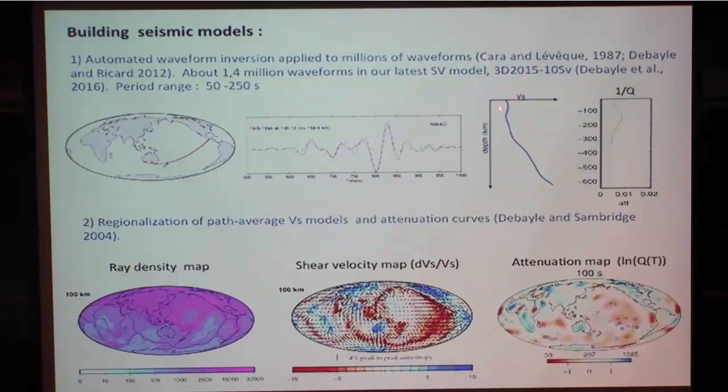If we do it for the shear velocity, we get this kind of shear velocity map. We can also invert for the azimuthal anisotropy, in the case of Rayleigh waves. If we invert Love and Rayleigh waves, we can access what we call the radial anisotropy. And finally, if we invert the quality factor models, we can get quality factor maps.